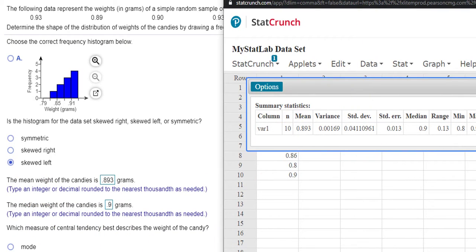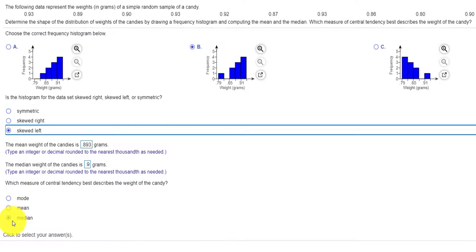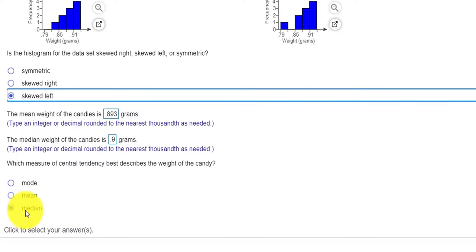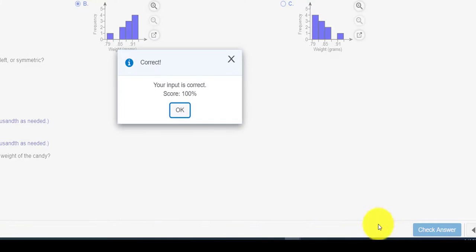And then it says, which measure of central tendency best describes the weight of the candy? So if your data is skewed left or skewed right, you want to use the median, not the mean. Okay, so I'm going to try the median. I press check answer. Hey, we get the 100%. Let's keep going.